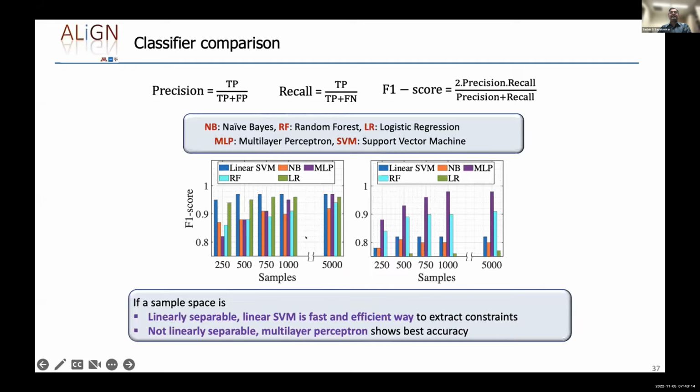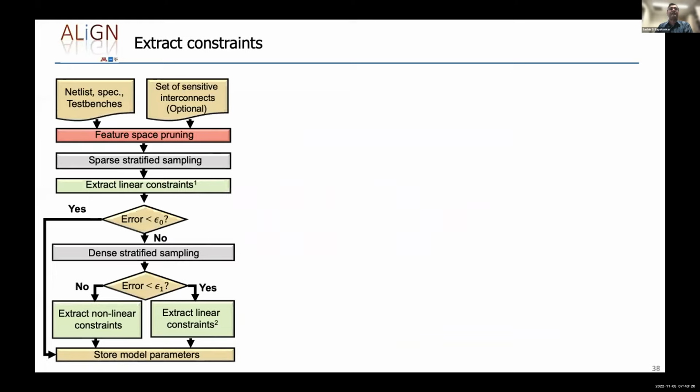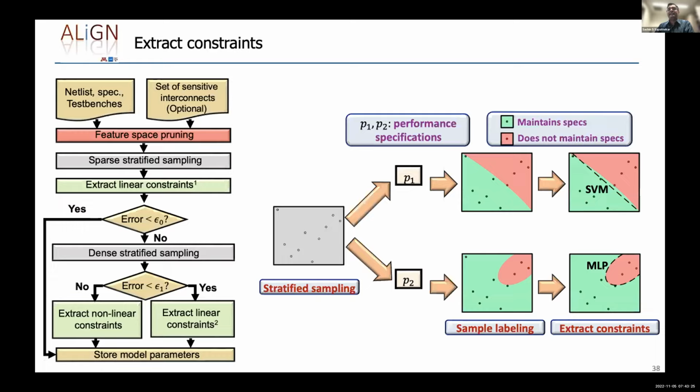And so based on this idea, we came up with an approach for discovering these constraint boundaries. It's easier to see this in this picture. So let's say you have a search region over here, you perform some stratified sampling in this case. And then based on the stratified sampling, you take your performance parameter P1 and you try to fit a linear SVM to it. And in this case, you get a pretty decent fit. But if you try to do that over here, it would be a terrible fit.